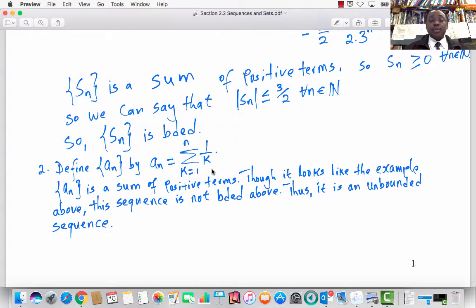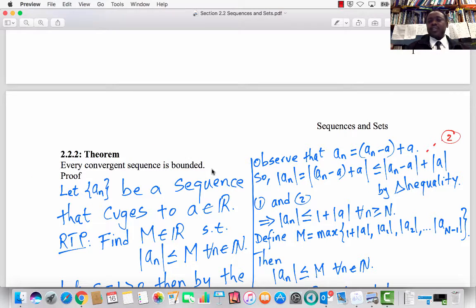Example 2. We call this sequence a harmonic sequence, and we shall observe in section 2.3 that this sequence is unbounded. So far, we know what it means for a sequence to be convergent, and we also know what it means for a sequence to be bounded. So we are ready for our first proof in section 2.2. Subsection 2.2.2 theorem. Every convergent sequence is bounded. Interesting. So if a sequence converges to a point A, that sequence is bounded. Let's go ahead and look at the proof.